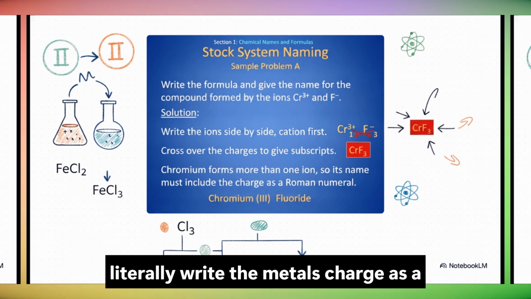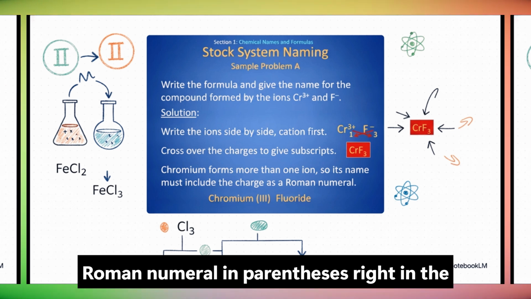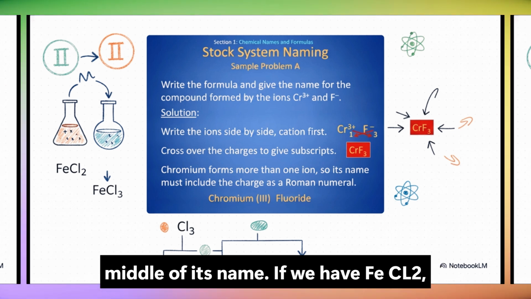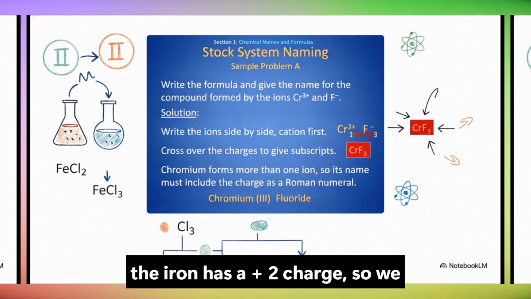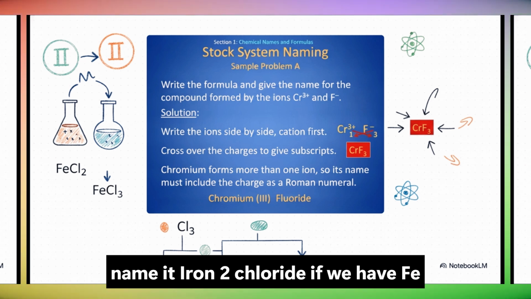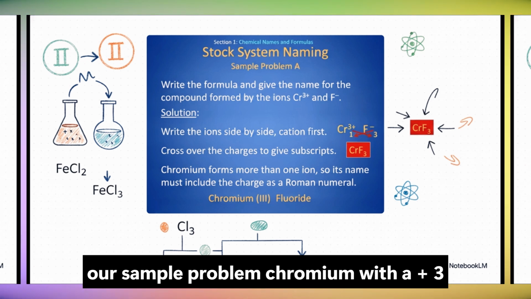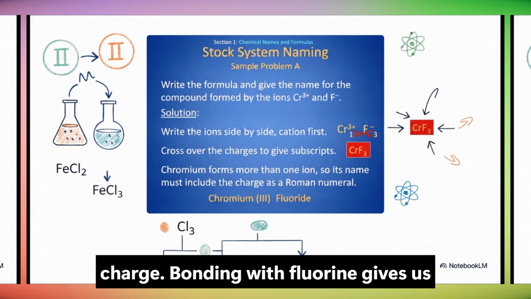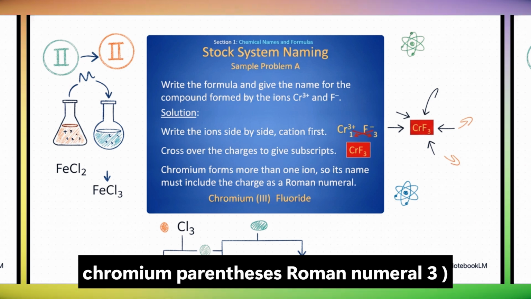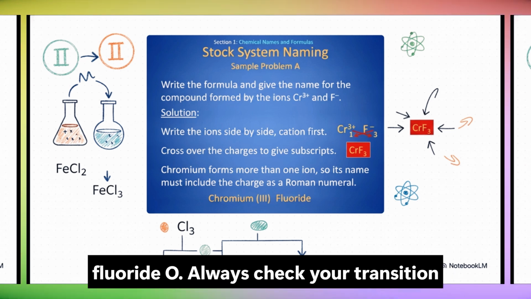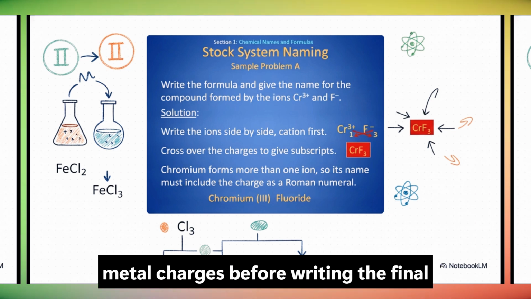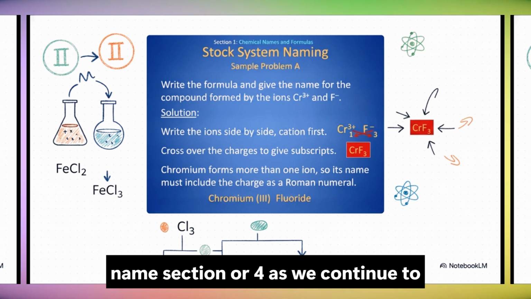To achieve perfect clarity, we literally write the metal's charge as a Roman numeral in parentheses right in the middle of its name. If we have FeCl2, the iron has a +2 charge, so we name it iron(II) chloride. If we have FeCl3, it becomes iron(III) chloride. In our sample problem, chromium with a +3 charge bonding with fluorine gives us chromium(III) fluoride. So always check your transition metal charges before writing the final name.